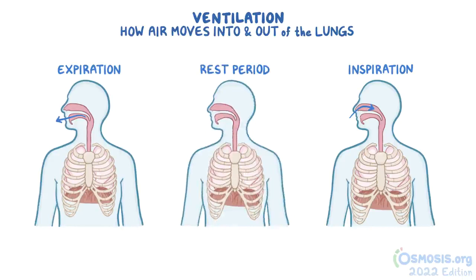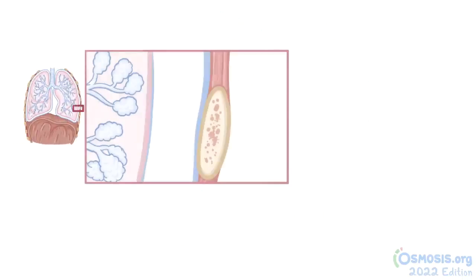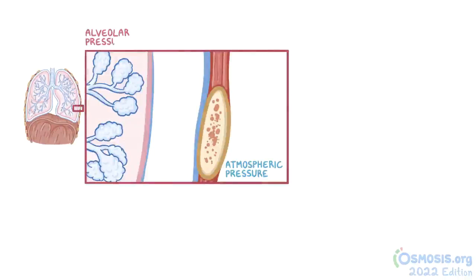Now, the direction of airflow throughout the breathing cycle depends on the difference between the atmospheric pressure, which is the pressure of the air in the environment, and the alveolar pressure, or the pressure inside the alveoli, which are the tiny sacs of air where gas exchange happens in the lungs. An additional parameter is the intrapleural pressure, also called the intrathoracic pressure, which is the pressure of the fluid inside the pleural cavity that surrounds the lungs.